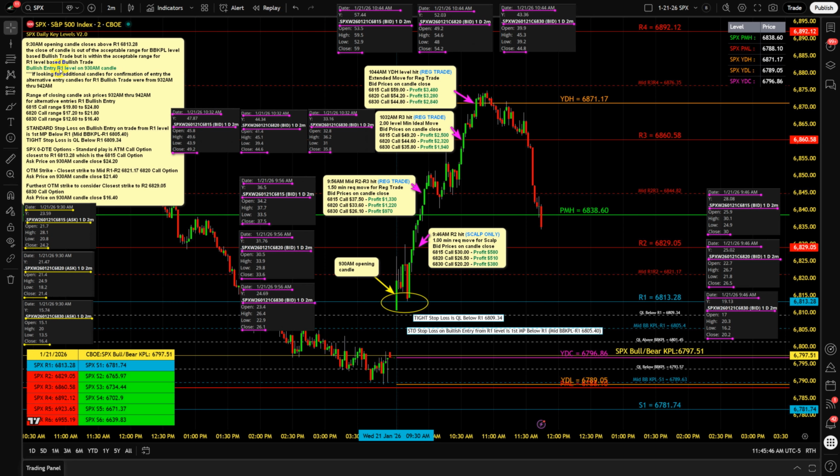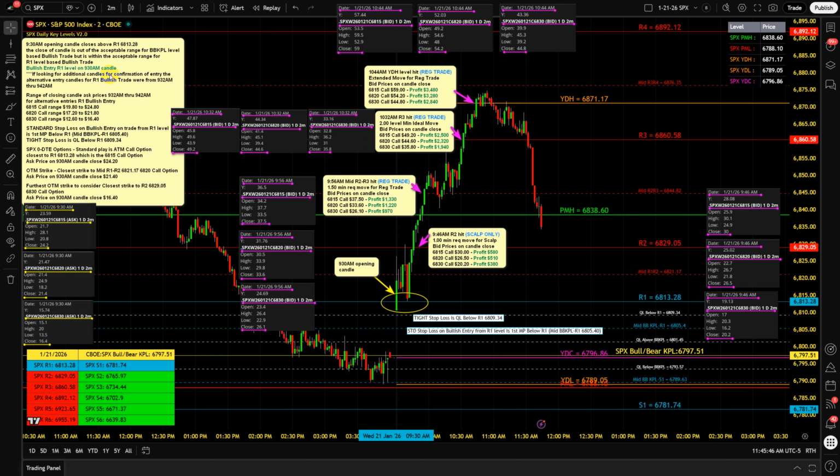So we have a bullish entry R1 level on the 9:30 a.m. opening candle. As you can see here, the candle closes above, even though it started below. So the most important thing is, where is it closing in relationship to the level that you're looking at?